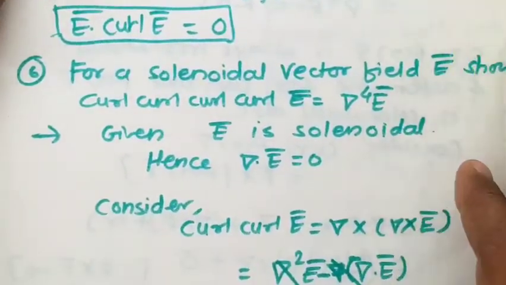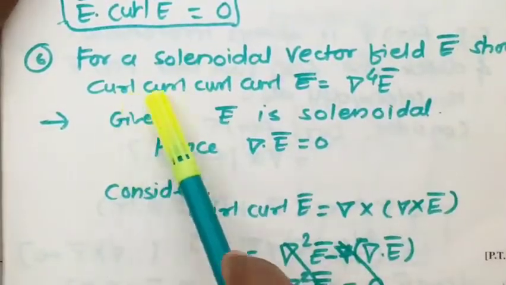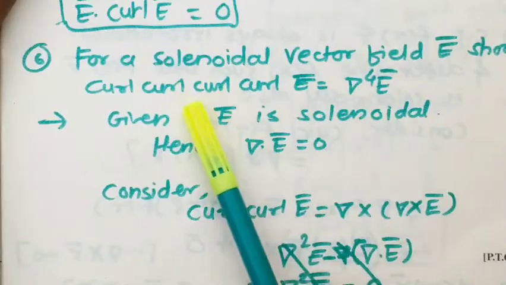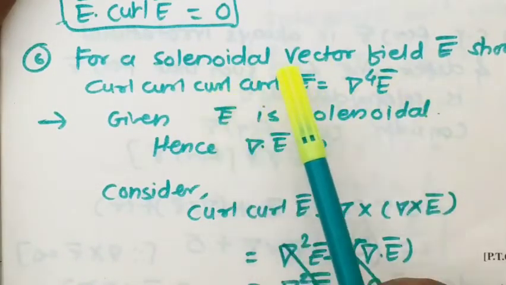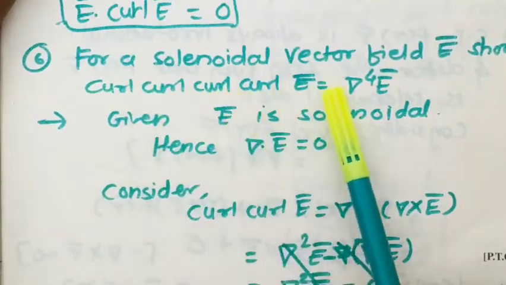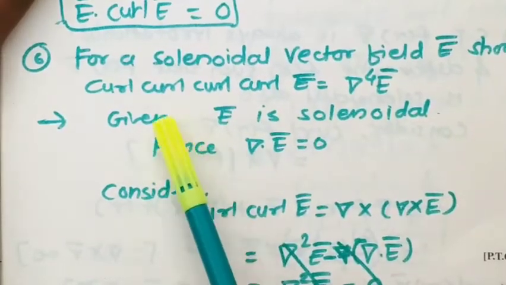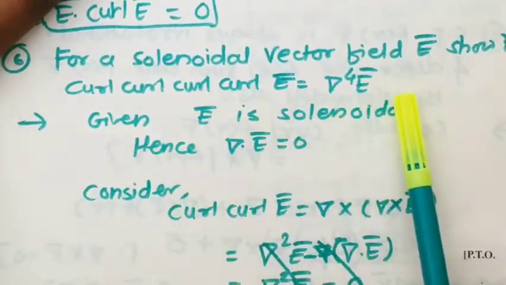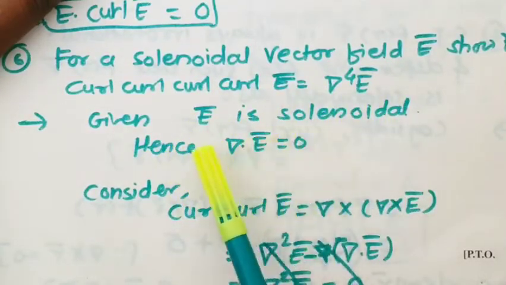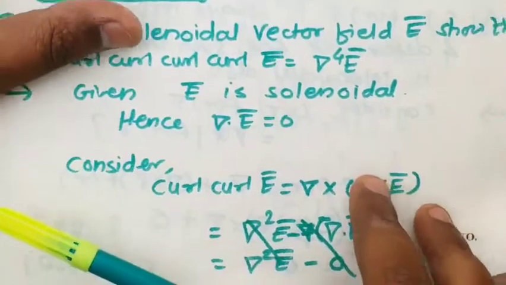Now one more problem. For a solenoidal vector field E bar, show that 4 times curl of E bar is del raised to 4 E bar, under the condition that E bar is solenoidal. So given that E bar is solenoidal, it means its divergence is 0. That is del dot E bar is 0.